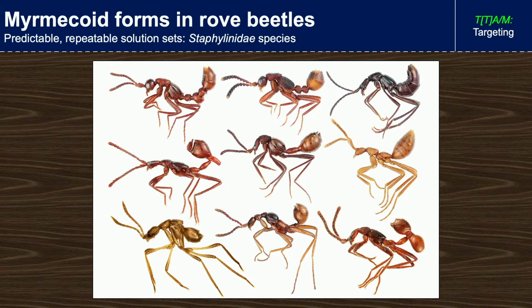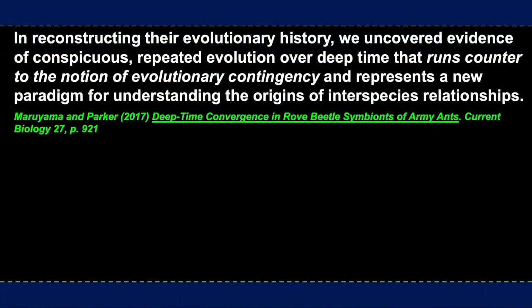So here's what the study authors had to say about this one. In reconstructing their evolutionary history, again, still on the idea of evolution, but actually this is adaptation, not evolution. We uncovered evidence of conspicuous repeated evolution over deep time that runs counter to the notion of evolutionary contingency and represents a new paradigm for understanding the origins of interspecies relationships.